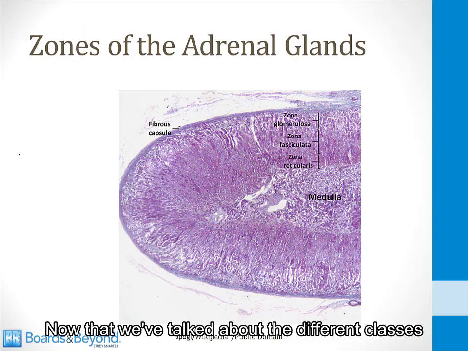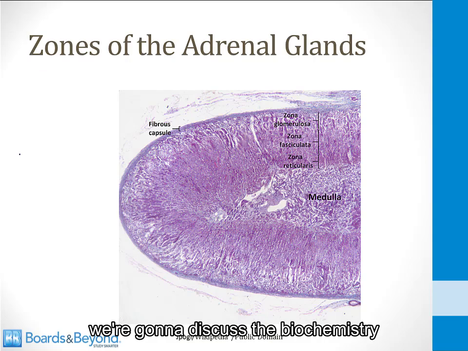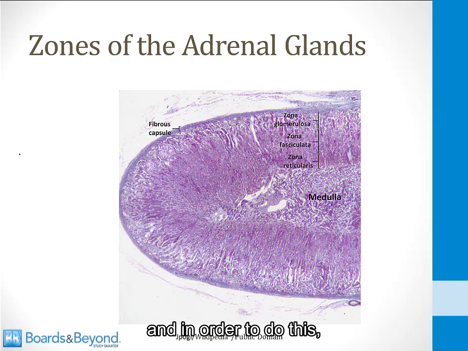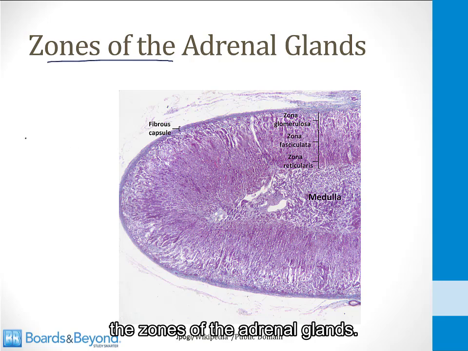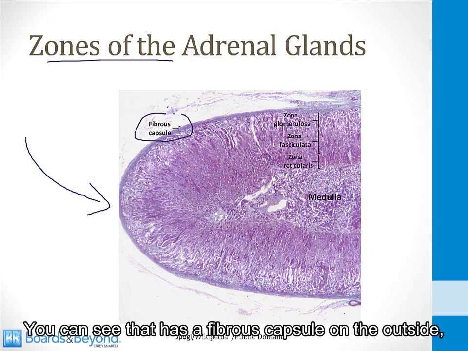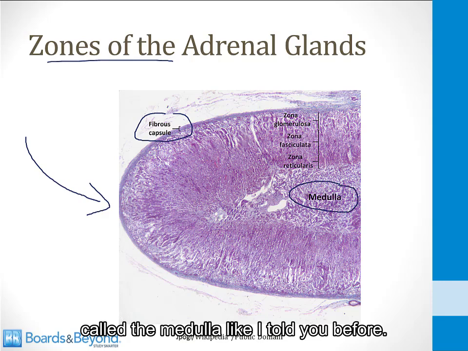Now that we've talked about the different classes of hormones synthesized by the adrenal cortex, we're going to discuss the biochemistry of exactly how those hormones are synthesized. And in order to do this, we first need to define the zones of the adrenal glands. Shown on the screen is a cross-section through an adrenal gland. You can see that it has a fibrous capsule on the outside. You can also see that it has an inner layer called the medulla, like I told you before.